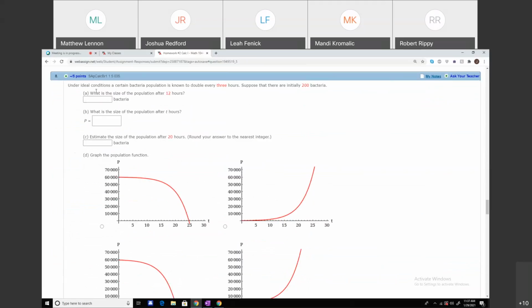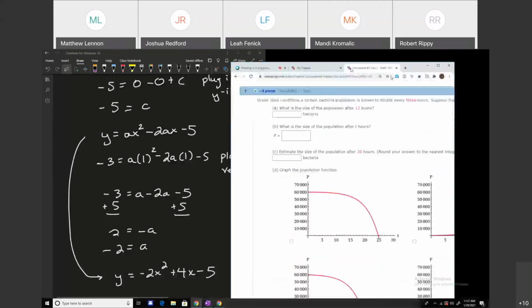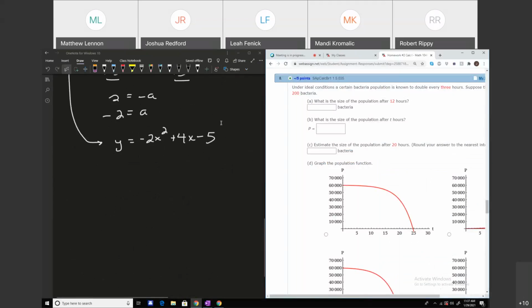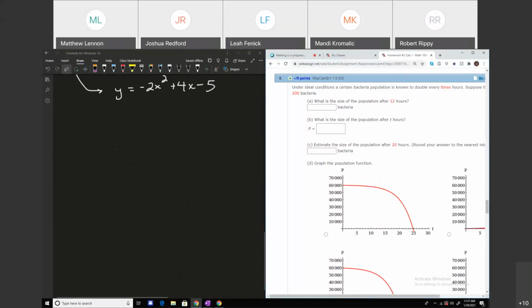Under ideal conditions, a bacteria is known to double every 3 hours. Suppose there are actually 200 bacteria. What is the size of the bacteria after 12 hours? So number 8 here. So double every 3 hours.